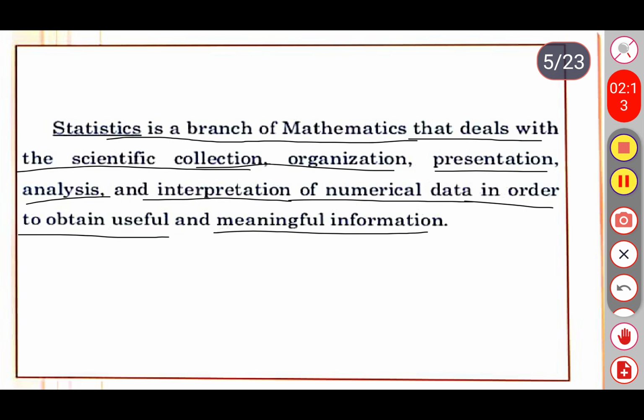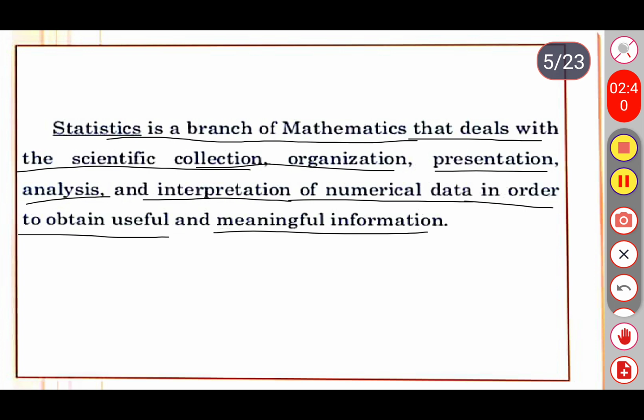So statistics is a branch of mathematics that deals with the collection of data, organization of the data, and presentation. We represent the data using tabular forms and tally marks also, and the same data we are going to analyze and interpret. Interpret means we are comparing the data and concluding from the data. Okay, so this is the definition of statistics.